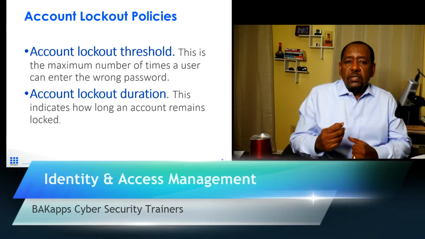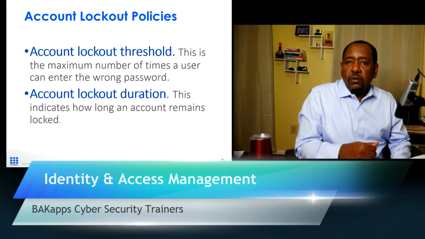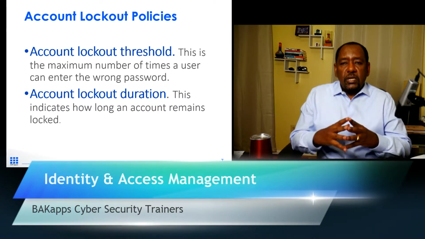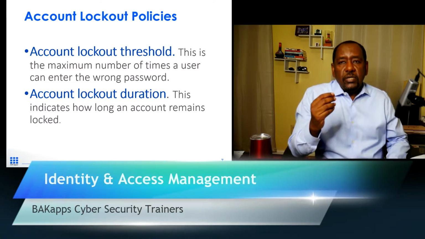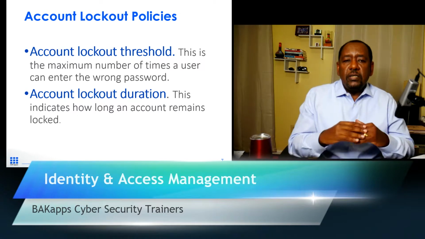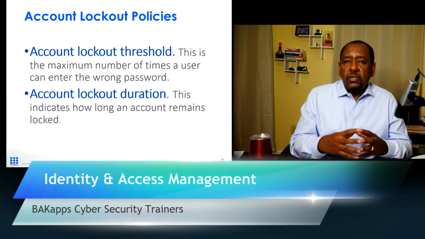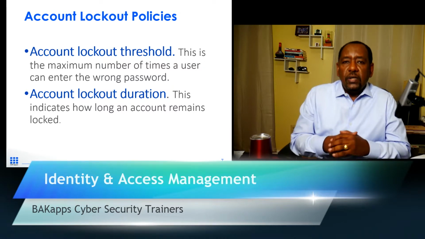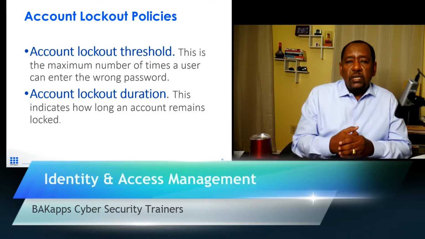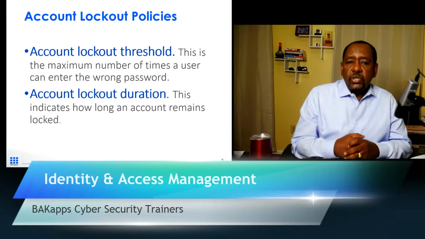That is what we call account lockout duration. This indicates how long an account remains locked. If the duration is set to 0, the account remains locked until an administrator unlocks it. So basically, that is one of the important policies in account administration.